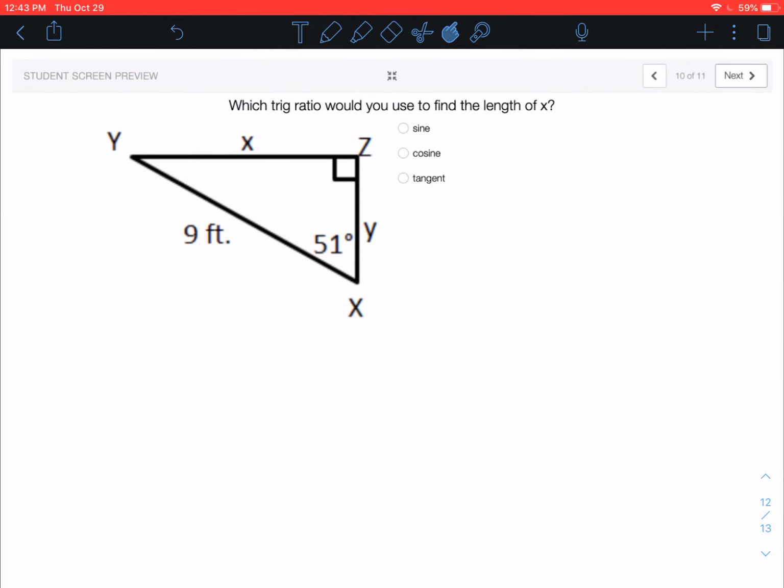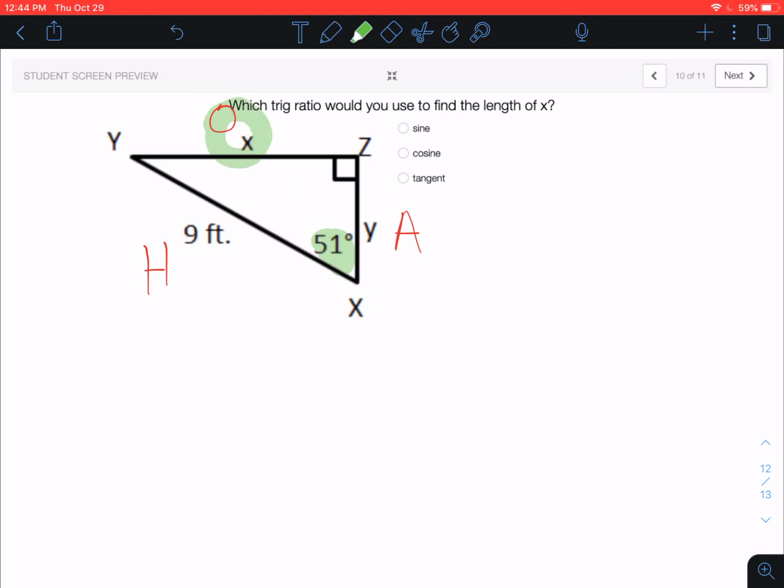One more example here. Which trig ratio would you use to find the length of X? So again, I see that they've given me angle 51 degrees for angle X. So I'm going to label the side opposite that angle as the opposite side. The side opposite the 90-degree is the hypotenuse, and the final side is adjacent.